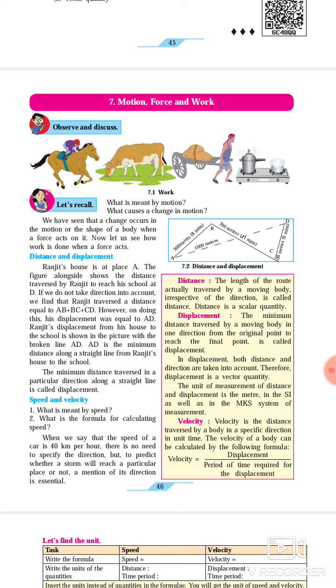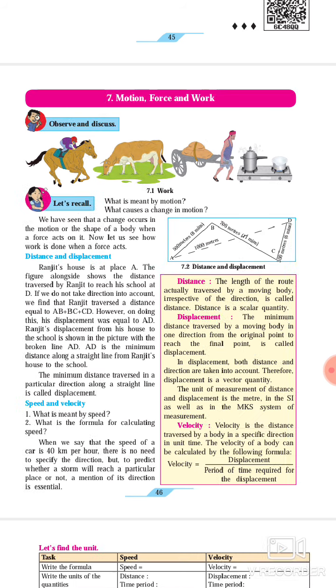However, his displacement was equal to AD. Ranjit's displacement from his house to school is shown in the picture with the broken line A to D. AD is the minimum distance along the straight line from Ranjit's house to school. The minimum distance traveled in a particular direction along a straight line is called the displacement.